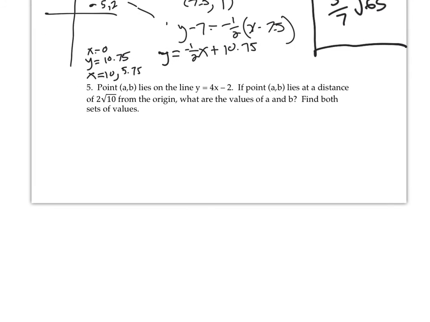All right, point (A, B) lies on the line y is equal to 4x minus 2. If point (A, B) lies at a distance of 2 root 10 from the origin, what are the values of A and B? Find both sets of values.